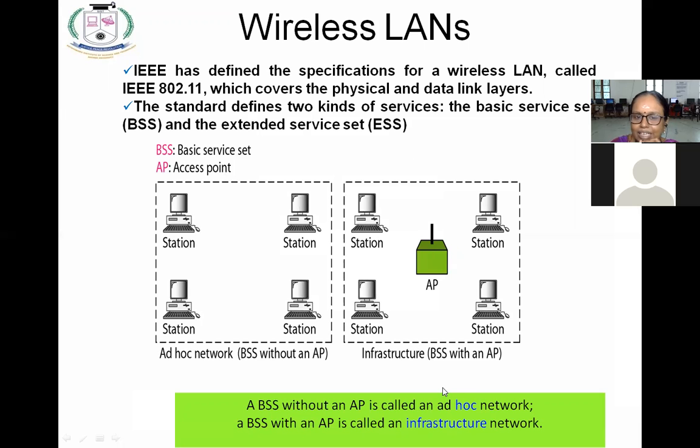BSS means basic service set and ESS means extended service set. In wireless LAN, we are going to see IEEE 802.11, that is our Wi-Fi, and the next one is Bluetooth. Before entering into that, we will see BSS and ESS first.